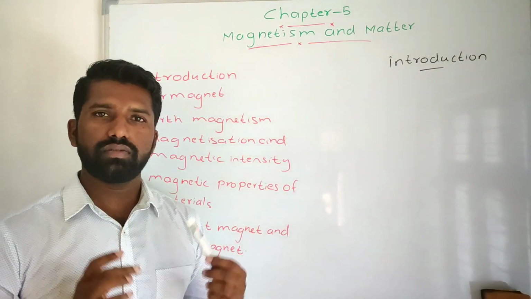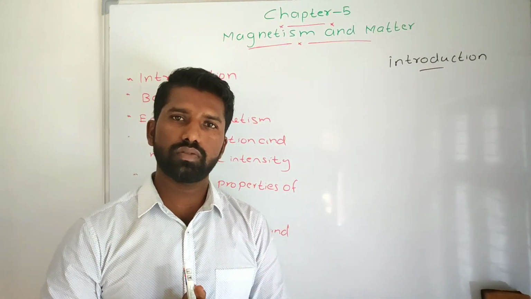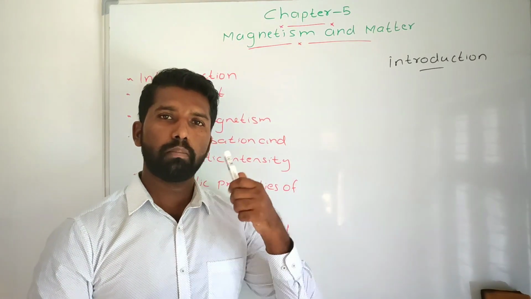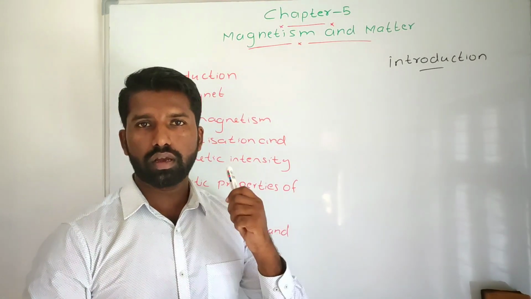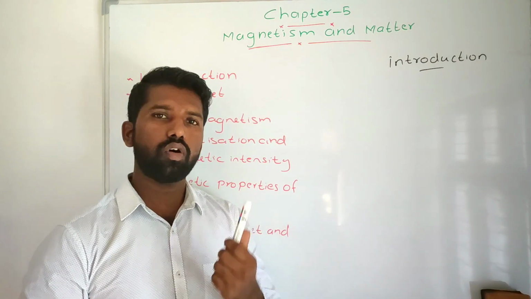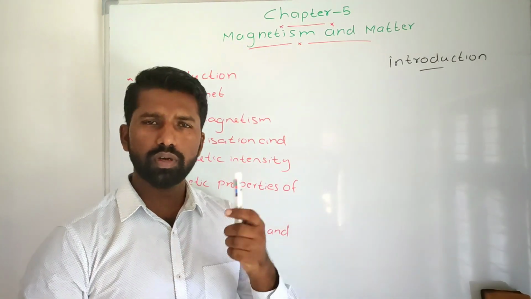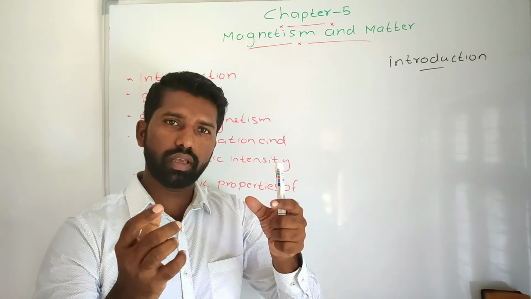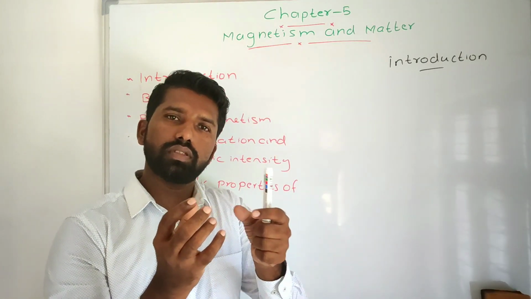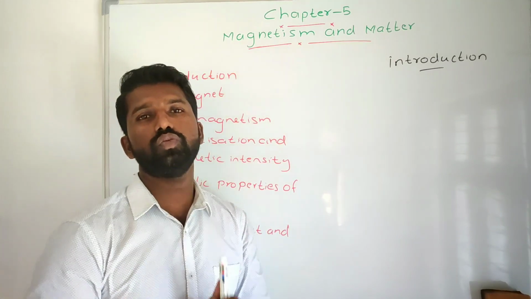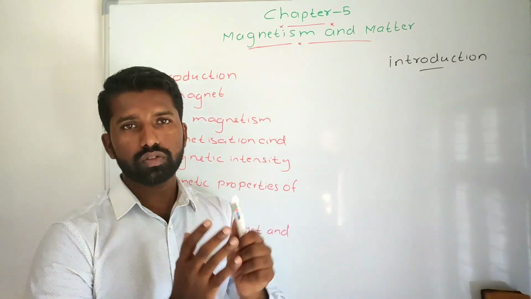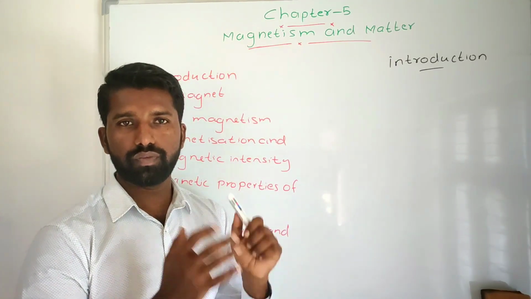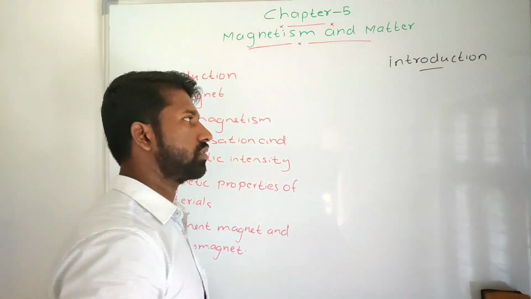What is a magnet? A magnet is a substance which will attract magnetic substances like iron, nickel, cobalt, etc. You may have noticed that when a magnet is placed near an iron piece, that iron piece is attracted towards the magnet. So a material that shows this property, we call it a magnet.